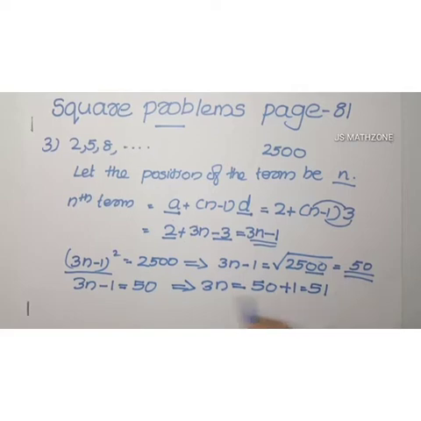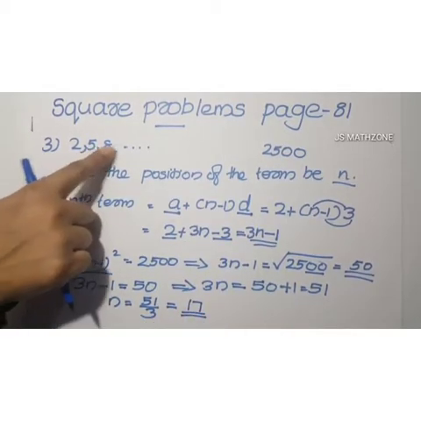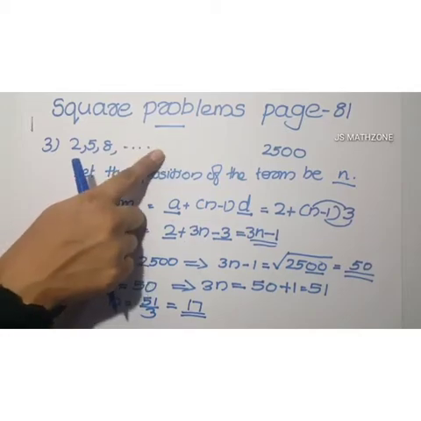Number of terms or position of the term. 3n is 51. Therefore, n is equal to 51 divided by 3. How much is 51 divided by 3? It is 17. So, 2500 is the square of the 17th term.